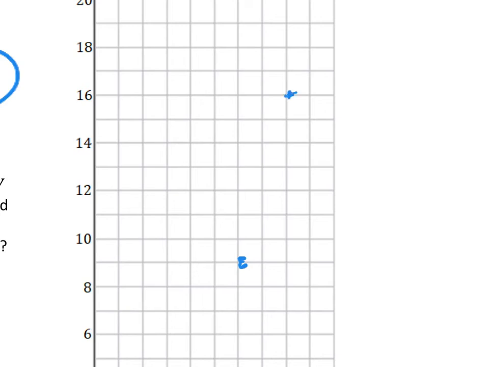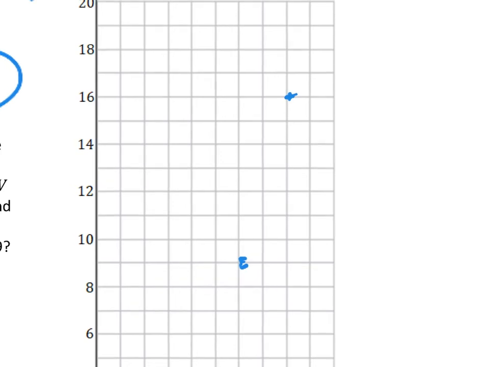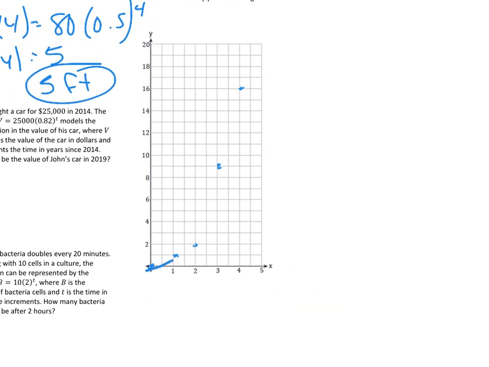And I can't go any higher than that, so let's connect these with a smooth curve. That's not a smooth curve. Okay, and then g of x is 2 to the x power. So again, maybe I'm using my calculator for this. I can always make the table of values. So 2 to the x power.